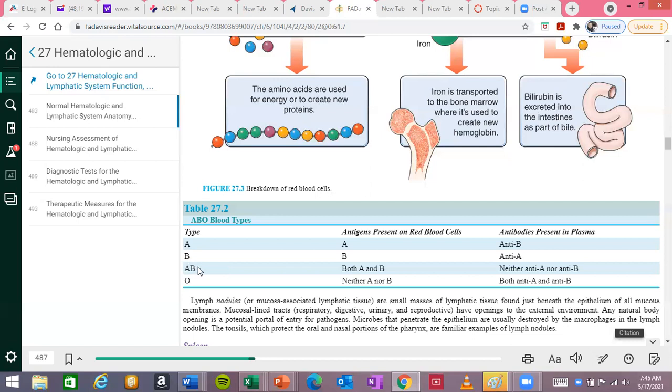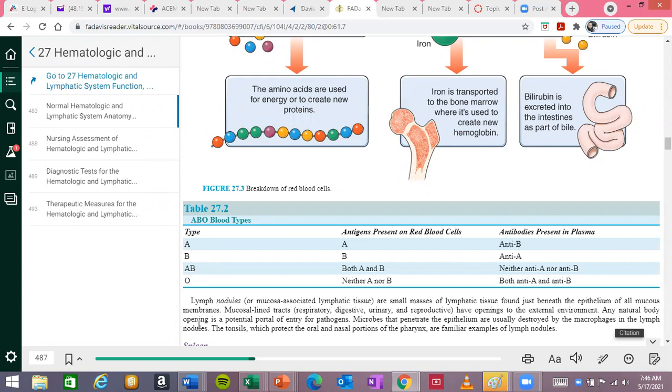So the individual who is type AB, they are considered the universal recipient, where I can receive blood from any of you. The individual who is type O is the universal donor. They can give any of these people blood. So you need to be clear with that.